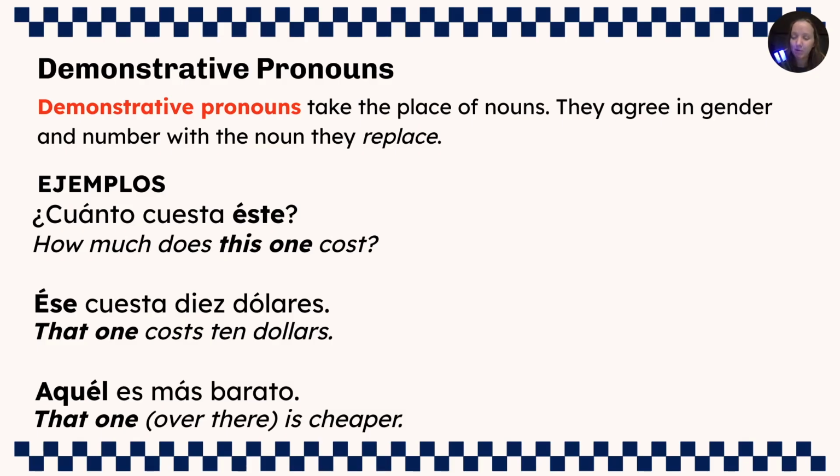The middle example says that one costs $10. In Español, ése cuesta $10. Remember to include the accent over the E. And the last one, that one over there is cheaper. Aquél es más barato. Remember to include the accent over the E.